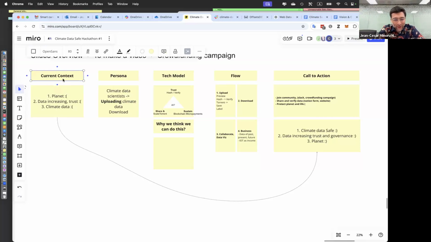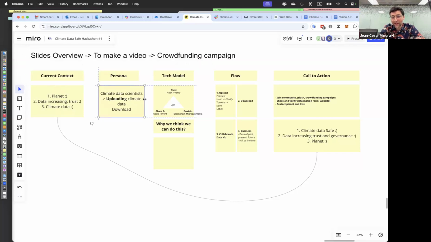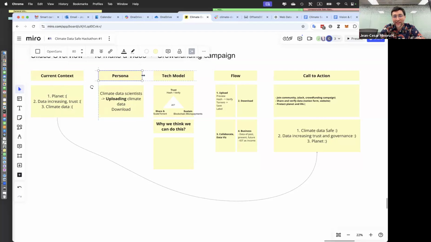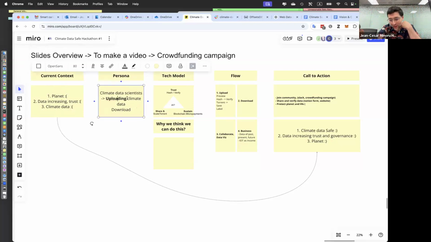So the narrative is that the current context is that the planet is suffering. We have more data, less trust, and even climate data is disappearing. So the target audience that we want to join our next meetings are the climate scientists that have this climate data, and we want them to start to use our embryonic system and start uploading climate data. So not just us feeding, but people who actually have those data.